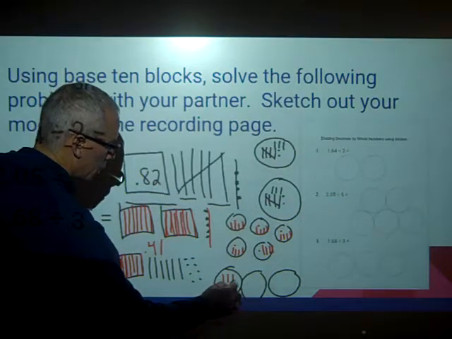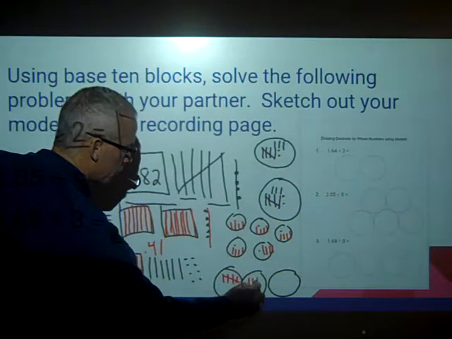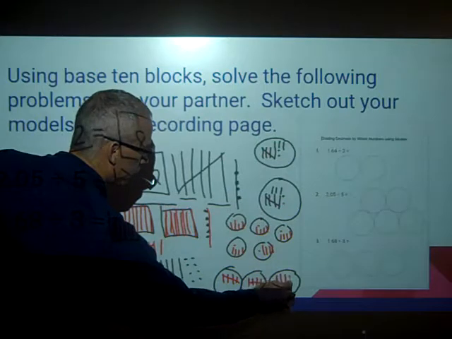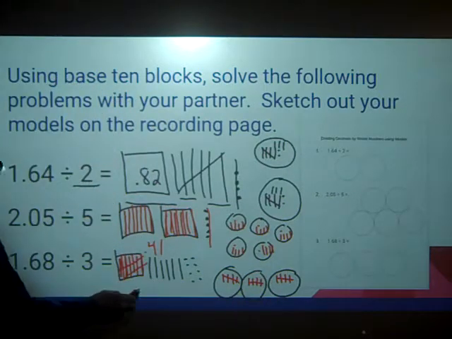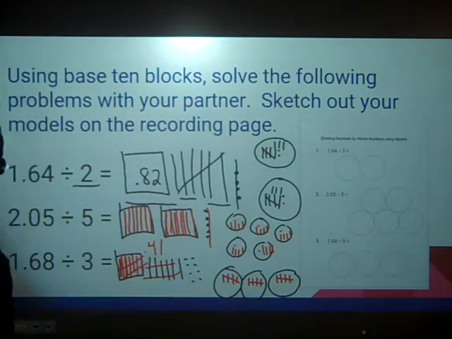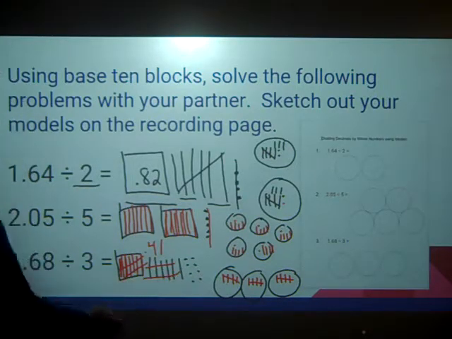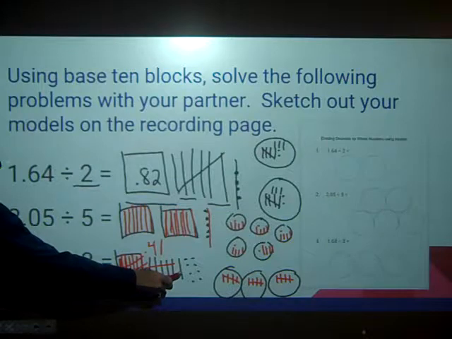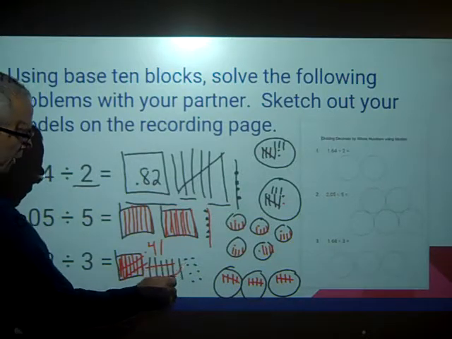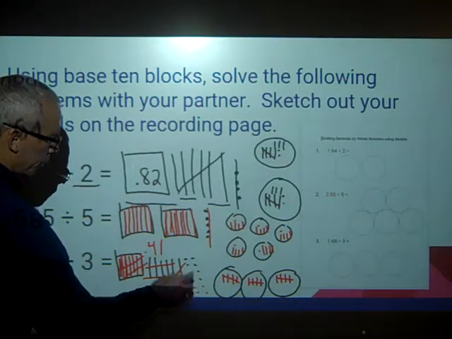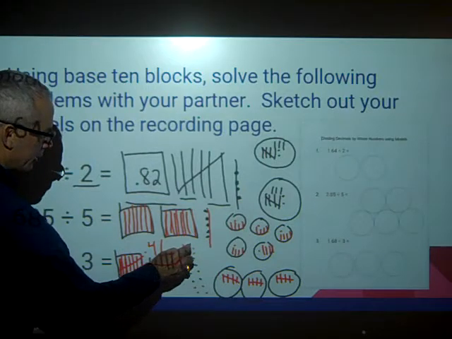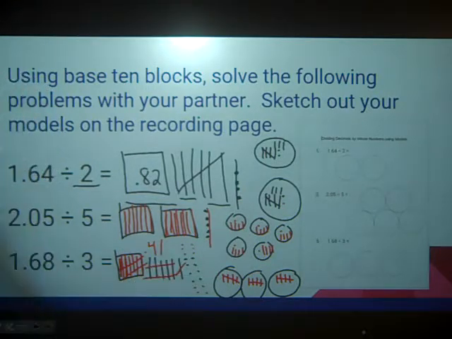1, 2, 3, 4, 5 in each. Now this 10 is gone, and all of these are gone. So I've got how much left? 18. That's one rod, that's 10, and let's trade this for 10 more. Now I've got 18 hundredths.